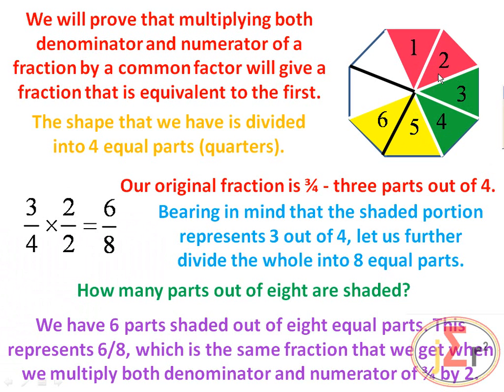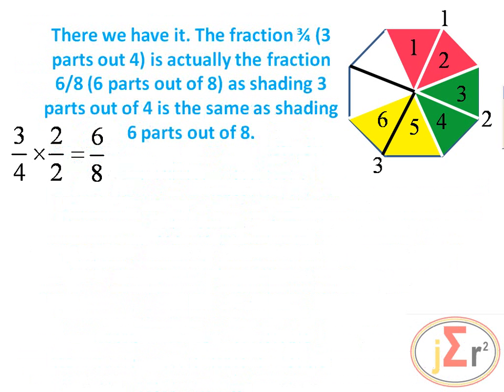So we are sure that actually multiplying both numerator and denominator of a fraction by a common factor, we will have an equivalent fraction. There we have it. The fraction 3 quarters, 3 parts out of 4, is actually the fraction 6/8, 6 parts out of 8. As shading 3 parts out of 4 is the same as shading 6 parts out of 8. Right.